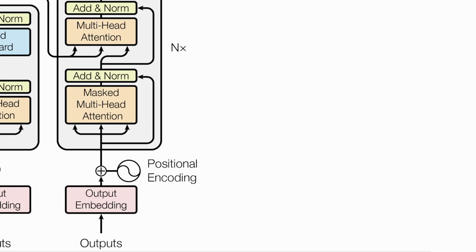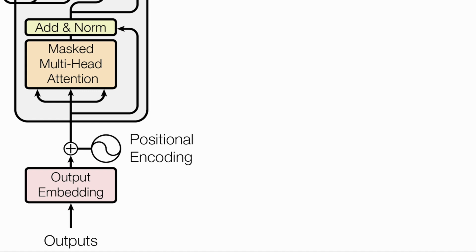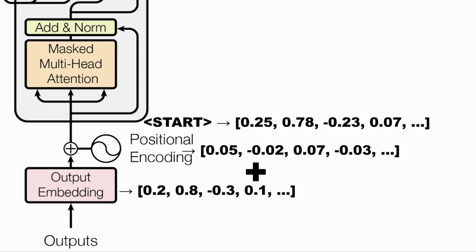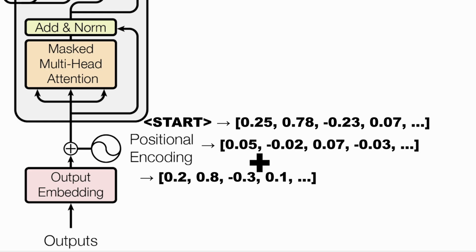Before entering the first decoder sublayer, we begin with the output's input. At the very start, the only thing fed in is a special start token. This token is converted into a vector, made up of an output embedding and a positional encoding. No words have been generated as of yet.